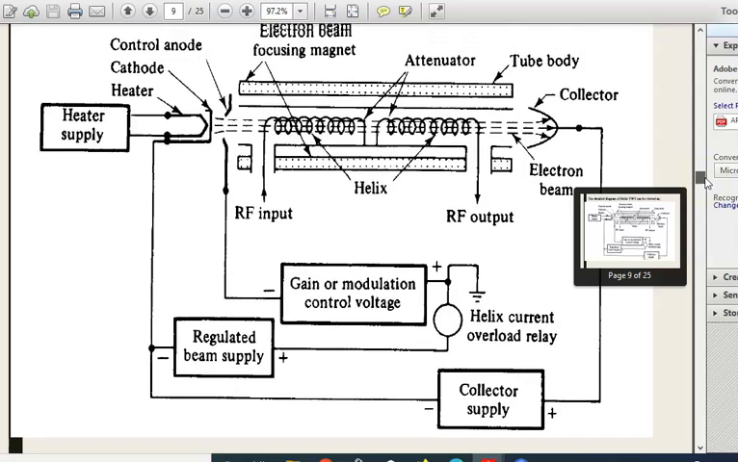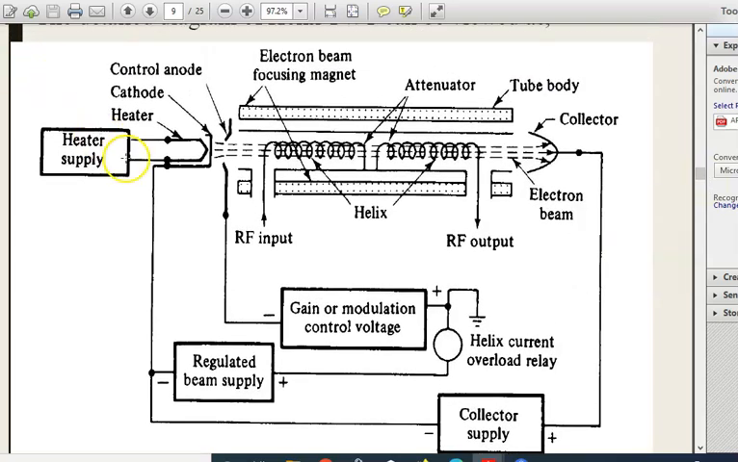Here we have a heater supply and a tungsten filament acting as the cathode. The cathode is supplied by the regulated beam supply, and at the end we have a collector, which is meant to collect the electrons after amplification, with the collector supply. The electrons are attracted to the collector because of the positive voltage applied.